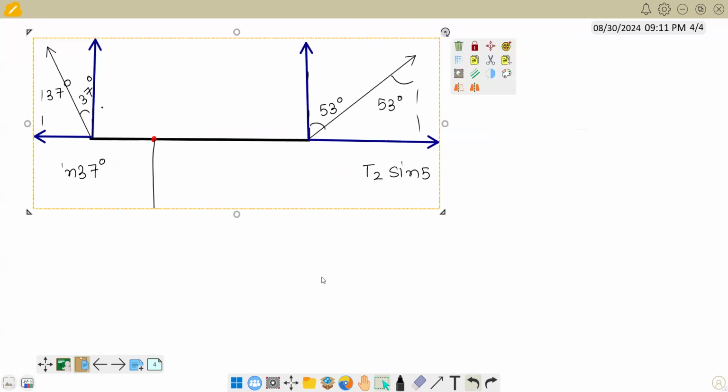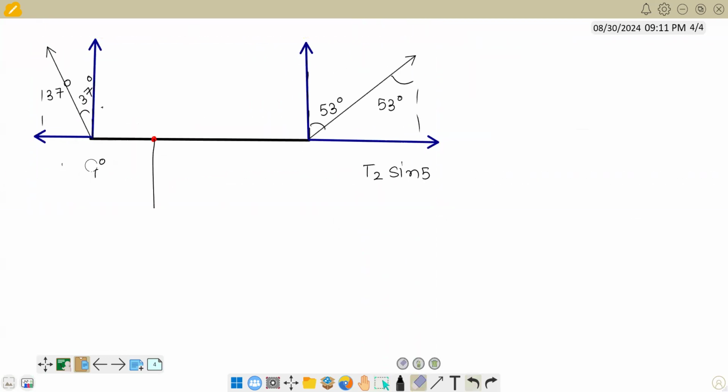Now let us write the torque equations. This is T2, this is T1. So if I resolve it into components, T1 cos 37, this one would be T2 cos 53, T2 sin 53, and this one would become T1 sin 37 degree, and this is the point where W is acting, and this distance is D. Let us write the torque equation about this point exactly, from where the center of gravity is acting.